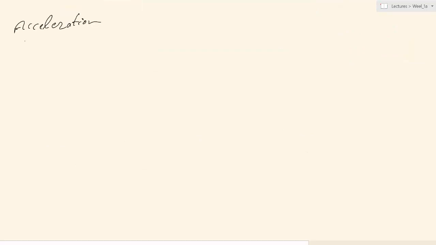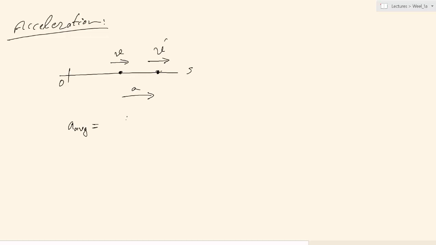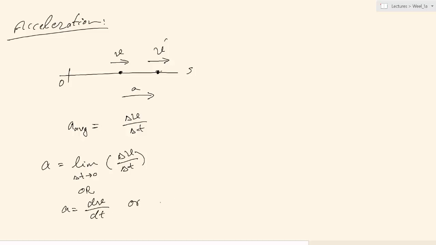Acceleration is the change in velocity, either magnitude or direction, per unit time. The average acceleration of a particle during the time interval is A average equal to delta V by delta T. The instantaneous acceleration is a vector and defined as A equal to limit of delta T approaching 0 of delta V by delta T, or A equal to dV by dt, or it can even be written as A equal to the double derivative of the position vector of the displacement with respect to time.